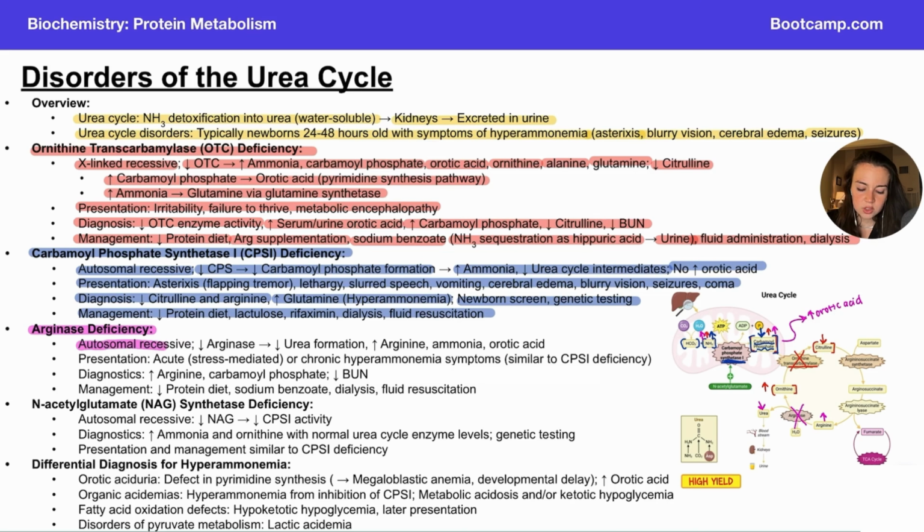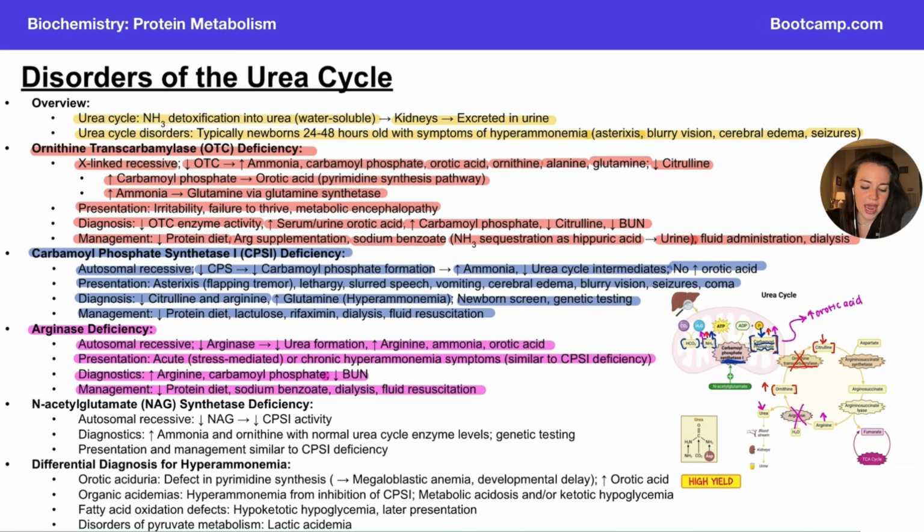So arginase deficiency is autosomal recessive, and the decreased arginase is going to lead to decreased urea formation. And you'll see a buildup upstream of arginine, ammonia, and orotic acid. That buildup of orotic acid coming from a buildup of carbamoyl phosphate. Here again, no surprise, you're seeing symptoms of hyperammonemia, either acutely, stress-mediated, or chronically. Presentation is going to be very similar to a CPS1 deficiency. Diagnostics, again, should be no surprise to you. Again, based on the enzyme that's knocked out, you can tell what's going to be elevated upstream and decreased downstream. So you'll see increased arginine, increased carbamoyl phosphate, and you'll see a decrease in BUN, right, because of the low urea. Management here, nothing you haven't seen before: a low protein diet, sodium benzoate, dialysis, fluid resuscitation.